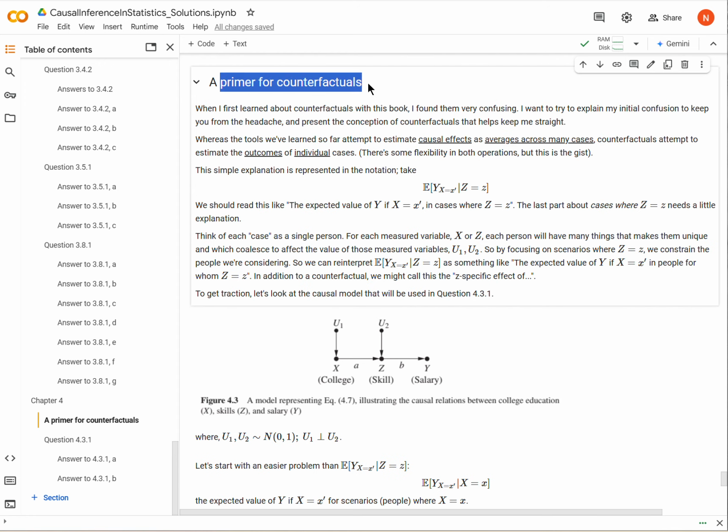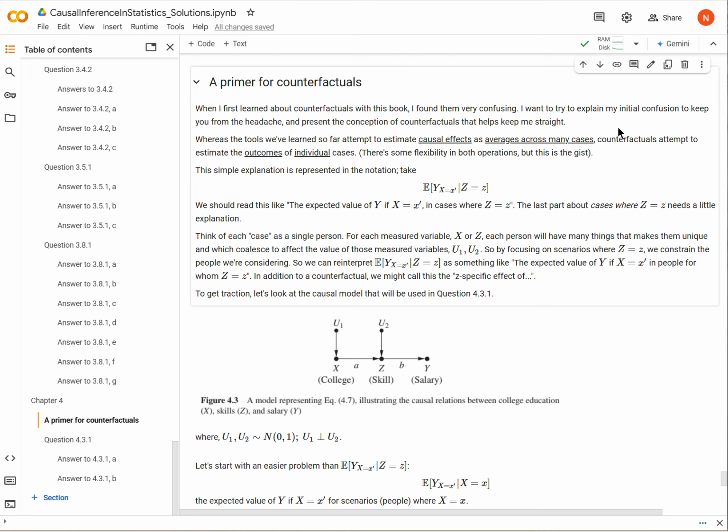Okay, so the reason I want to make this primer, and I haven't done this for this book at all, is that when I first learned about counterfactuals from this book, I found it really confusing. I'm not really sure why. I think part of it is because Pearl is just so expert in this that it's a little bit hard for him to have some empathy for people that are just coming to this new. So it takes all sorts of twists and turns, but I think the explanation can be made much simpler.